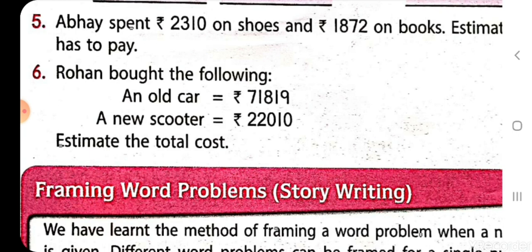So first of all, we will estimate the cost of the old car. Then we will estimate the cost of the new scooter. One more thing: we have to estimate the value to the nearest place. As you can see, the highest place value in both numbers is 10,000, as the 9 is on 1.